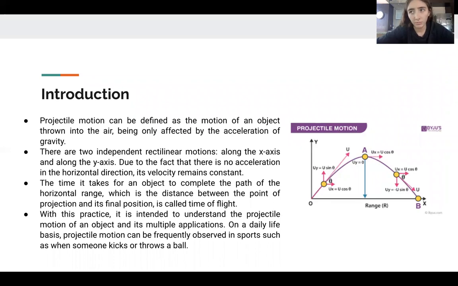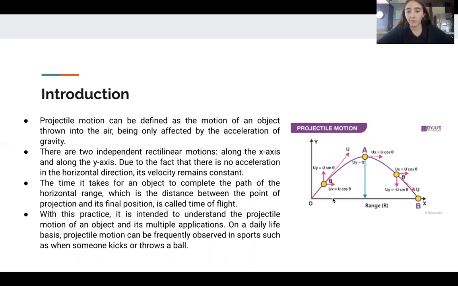And well, with my practice, I intend to understand the projectile motion of an object and its multiple applications, because on a daily life basis, projectile motion can be frequently observed in sports, such as when someone kicks or throws a ball. Even when we're at home, when we throw the keys to our parents or something like that, we can see projectile motion, and it's a pretty interesting phenomenon.